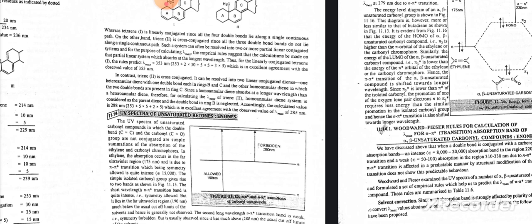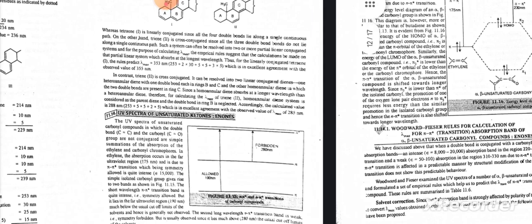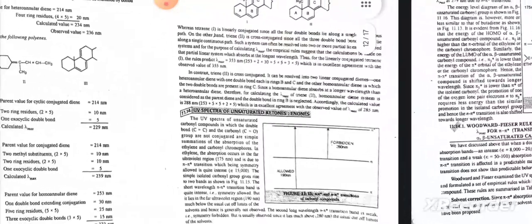UV spectra of unsaturated ketones and aldehydes. The UV spectra of unsaturated carbonyl compounds in which the double bond and the carbonyl group are not conjugated are simple summations of the absorption of the ethylene and carbonyl chromophores. In ethylene, the absorption occurs in the far ultraviolet region and is due to the pi to pi star transition, which, being symmetry allowed, is quite intense.